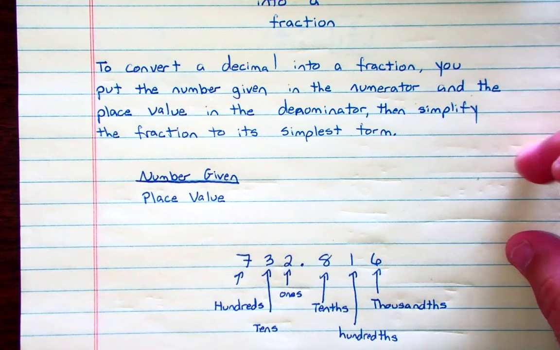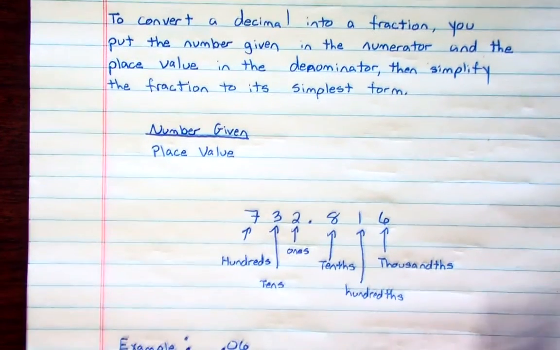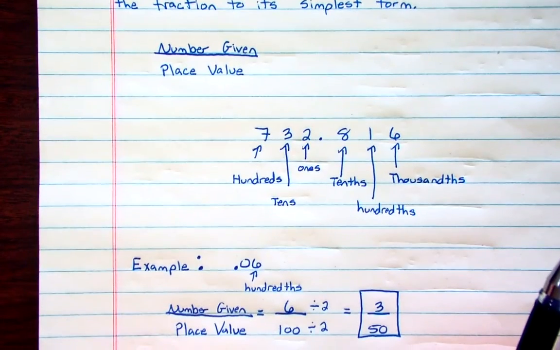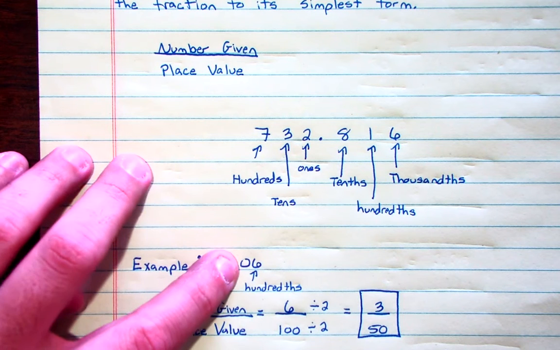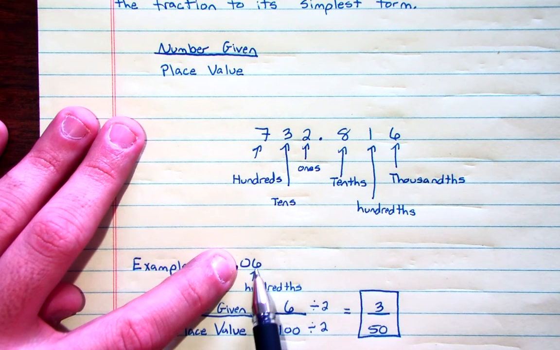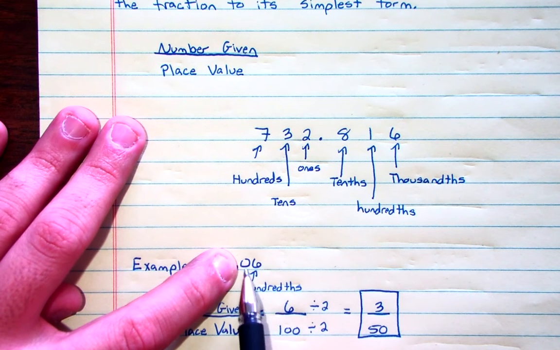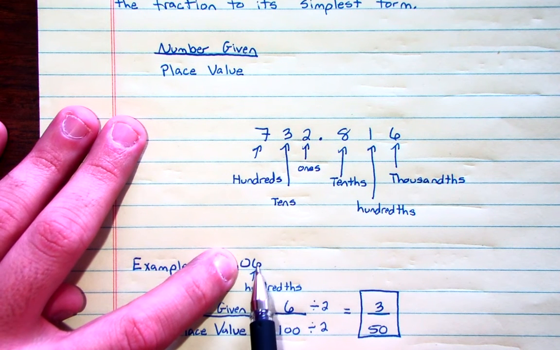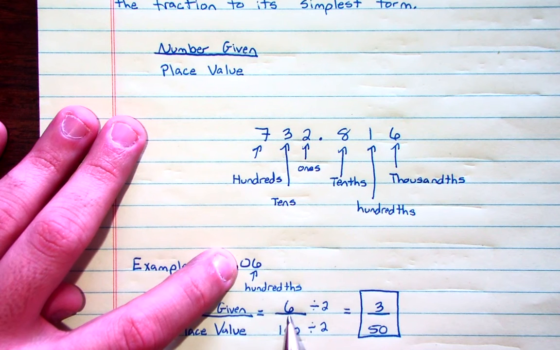So let's look at this first example. I know it's already done, but I'm just going to walk y'all through it. So we have 0.06. So the way I teach the students is you cover up the decimal. What number is given? Well, 6. So the number given is now 6. What is the place value of that last number? So this is my last number. It's in the hundredths. This is the tenths. This is the hundredths. So that's how I got 6 over 100.